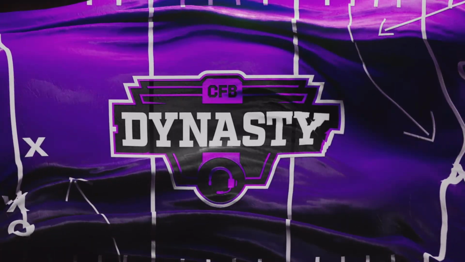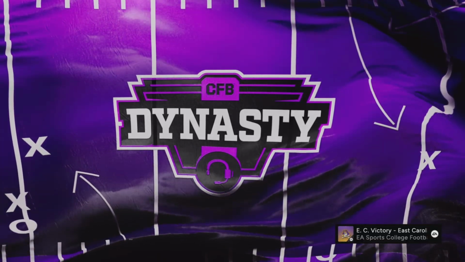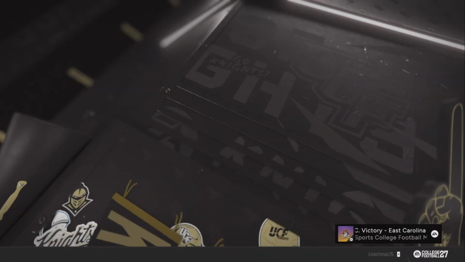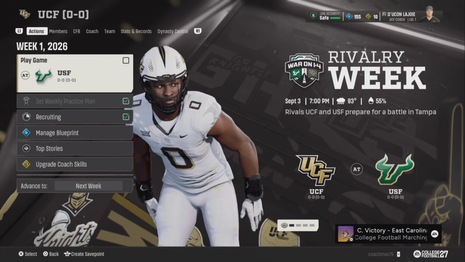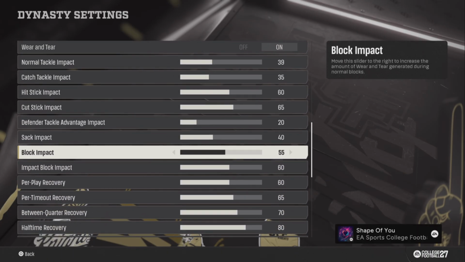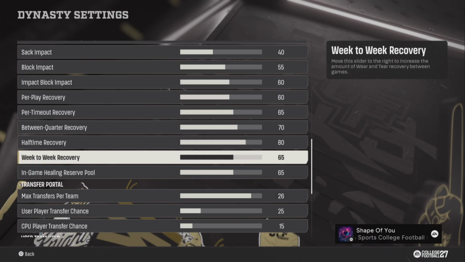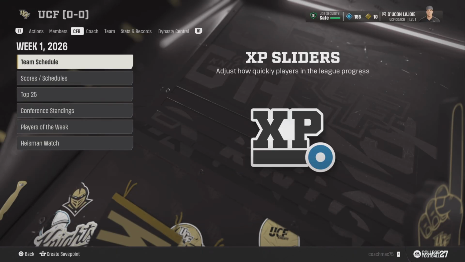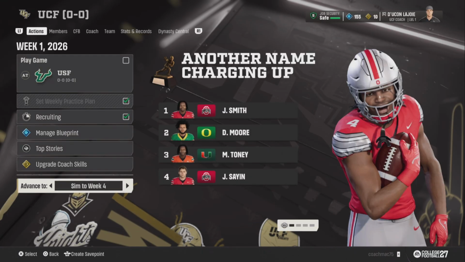Hello guys, this video is made for Kodii to help him set up the player leaving sliders. So I made two tests. First, with the current slider on player leavings. The two sliders I'm going to play with are the player leaving chances for the CPU and the user team, 25 and 15.